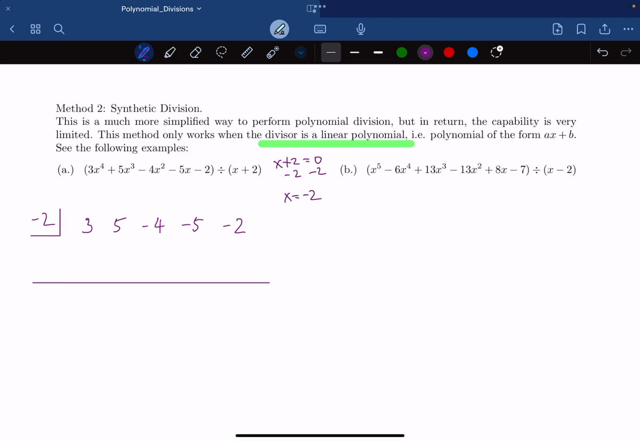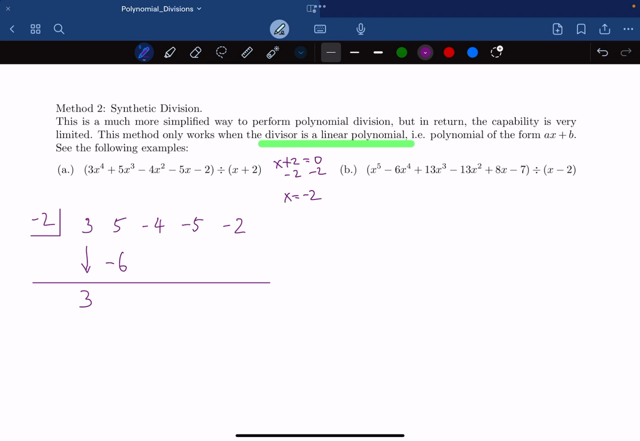Okay, I'm going to draw this line on the bottom. And to start this division, I'm going to drag down this 3. Every time there's a number below the line, I'm going to multiply that by the divisor number. So in this case, just 3 times the -2. And then I'm going to put that result above the line for the column to the right. In other words, I'm going to put that here. So -2 times 3 is -6.